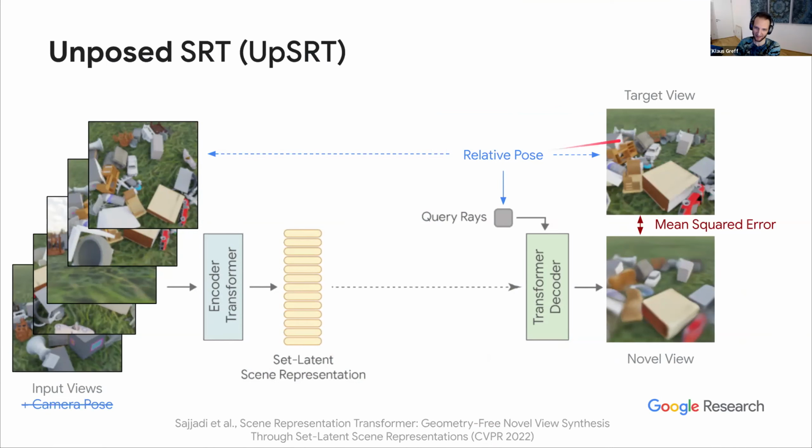Not entirely, unfortunately. So we don't need the camera poses for the encoder at all. But what we need to do is somehow communicate to the decoder what target view it should construct, right? Because we want to then do a mean squared error with the target view. So we have to somehow have a way to ask the transformer decoder the right question. We have to ask for a particular view.